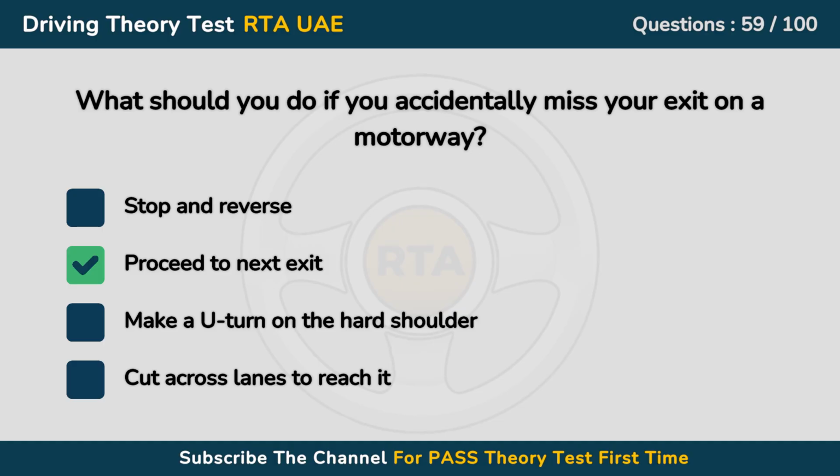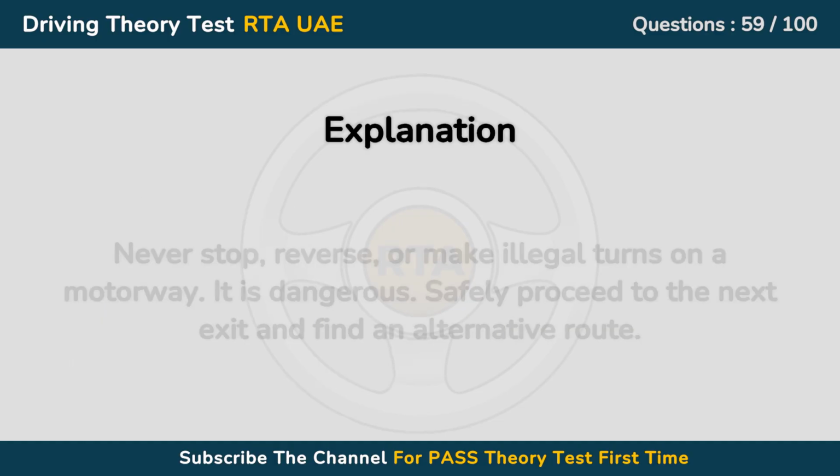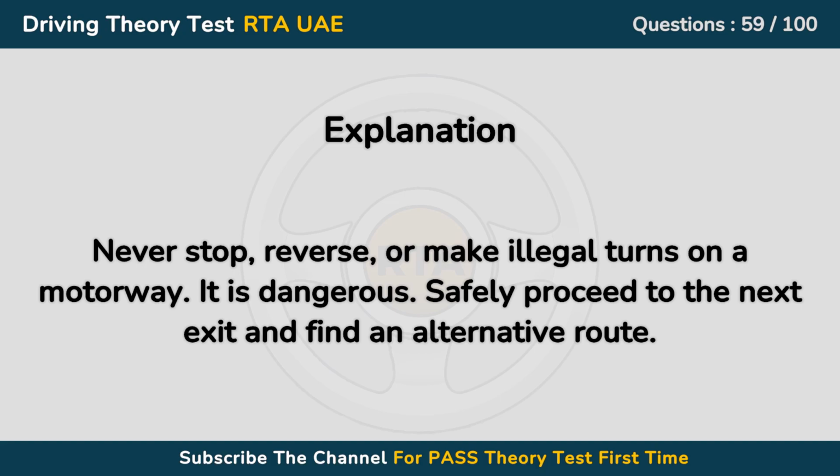Answer is B, proceed to next exit. Never stop, reverse, or make illegal turns on a motorway. It is dangerous. Safely proceed to the next exit and find an alternative route.